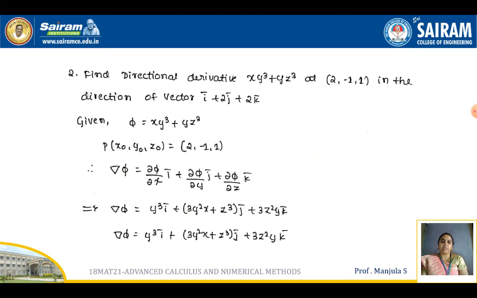So we write the definition of del phi, grad phi: dou phi by dou x into i cap plus dou phi by dou y into j cap plus dou phi by dou z into k cap. So del phi can be written as y cube i cap plus (3y square z plus z cube) j cap plus 3z square y k cap.